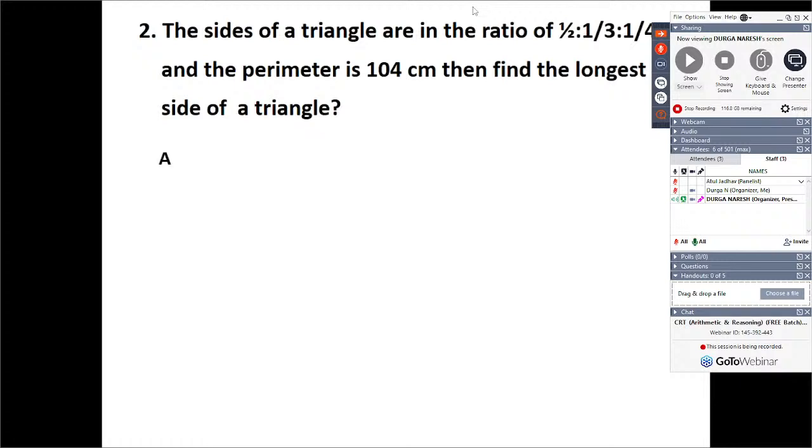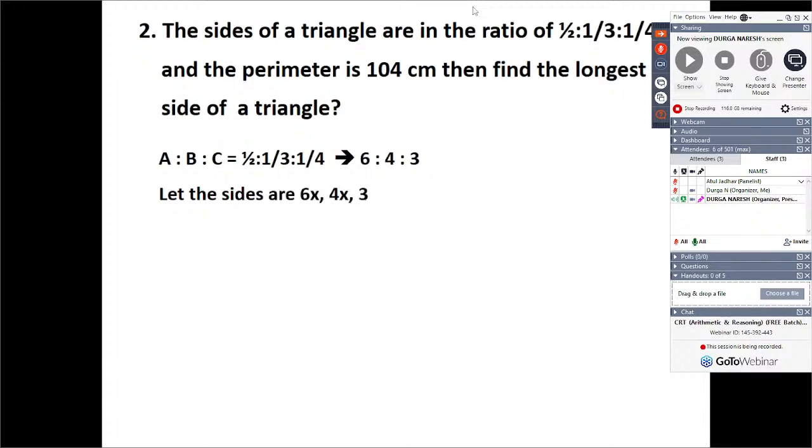If you convert it into a valid ratio, 2, 3, 4 are the denominators. What is the LCM? 12 is the LCM. Nothing but 2 sixes, 3 fours, 4 threes. So how to convert the ratio into numbers? The sides are 6x, 4x, 3x.